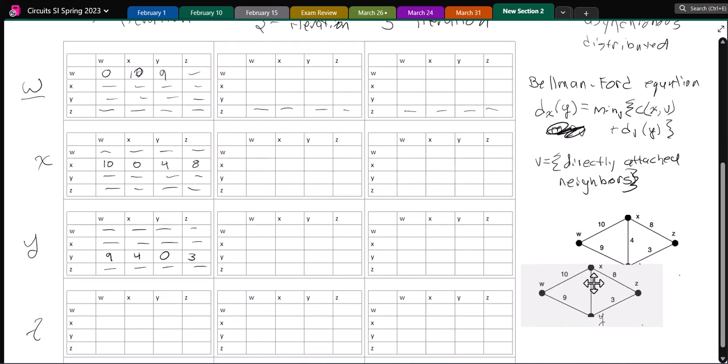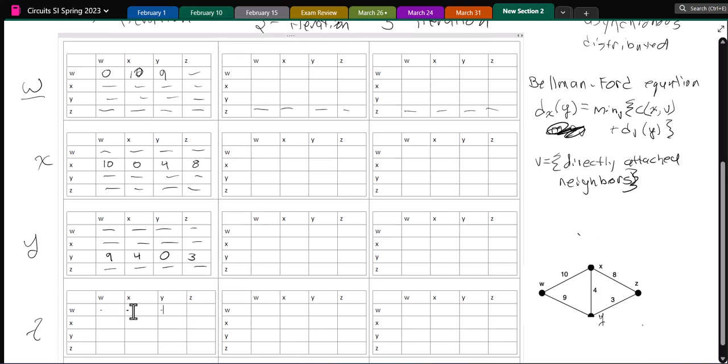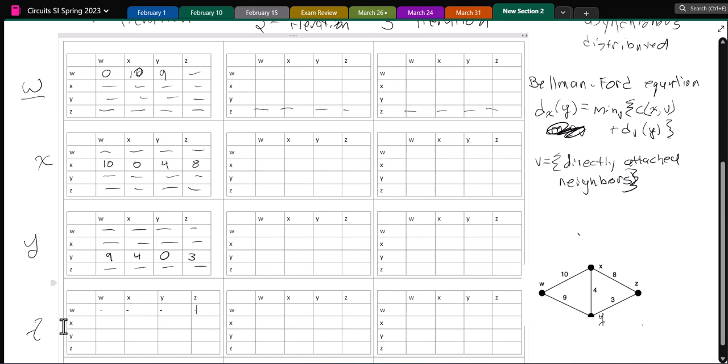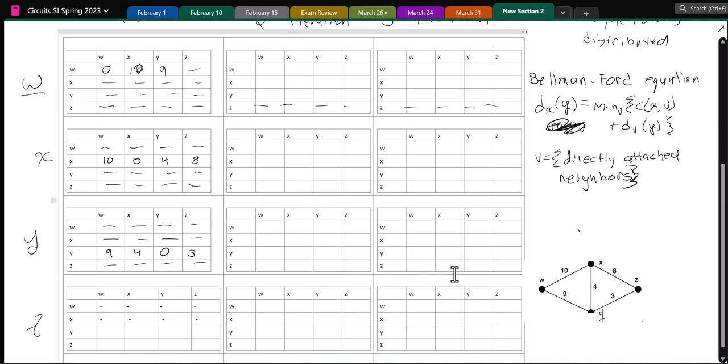I just put another little copy of this in here so I could see it from Z. Okay, I might be able to do this by typing. That'll be neater. Okay, so Z will never have a row for X because Z is not directly, no, Z will never have a row for W because Z is not directly attached to W. And so Z will never have a row for W, so I'll go ahead and just fill this in across.